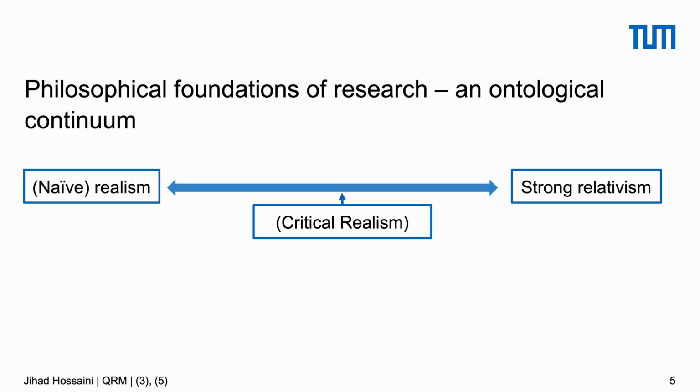When we mix these assumptions together, we get different types of positions. If you look at it on a continuum like this, you would have something like naive realism on one end. Realism itself is sometimes a synonym for positivism. And you would have strong relativist positions on the other end. A relativist position would be social constructionism. And somewhere in the middle, you would have something like critical realism. Okay?